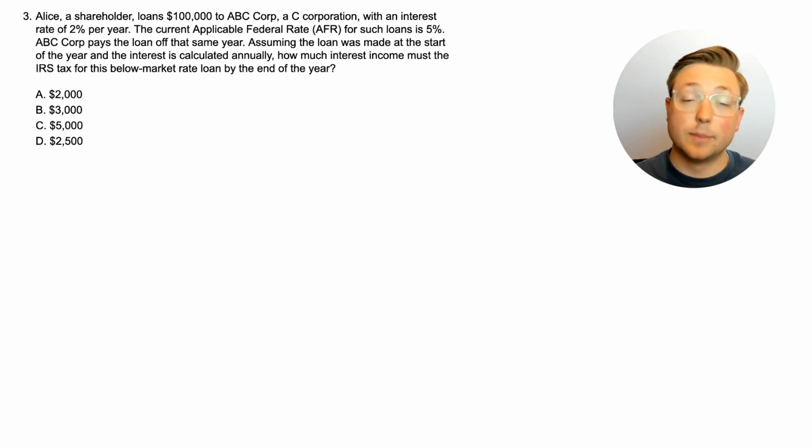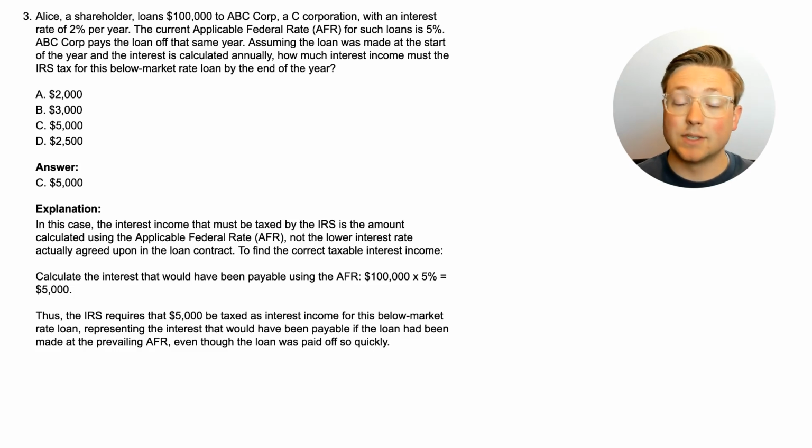Okay, so this is a little bit different. They paid off the whole loan in 1 year, and we need to figure out how much interest income the IRS is going to tax. Now, again, you could probably figure this out based on what we've learned so far. If not, that's okay. Let's go ahead and look at the answer together. Okay, the answer is $5,000, and that should make sense based off what we've seen so far. It might be a little bit confusing, but let's go ahead and read through it.